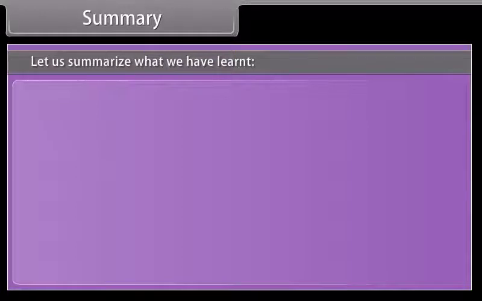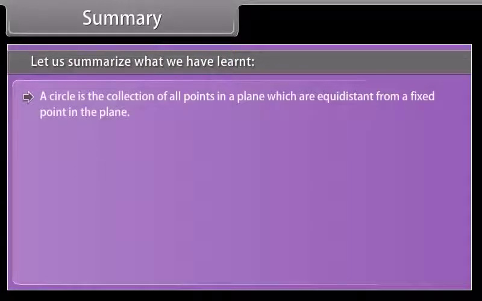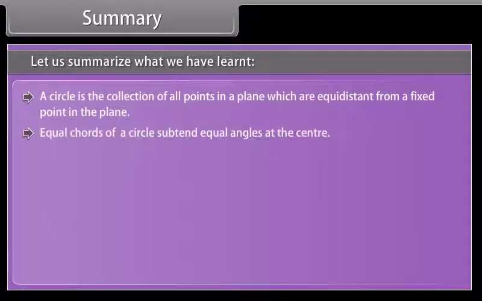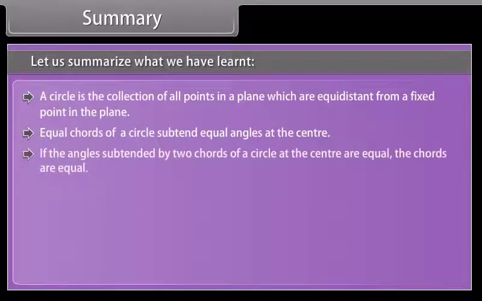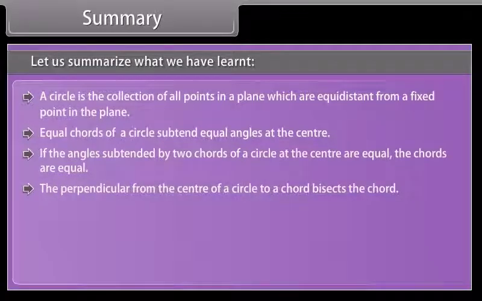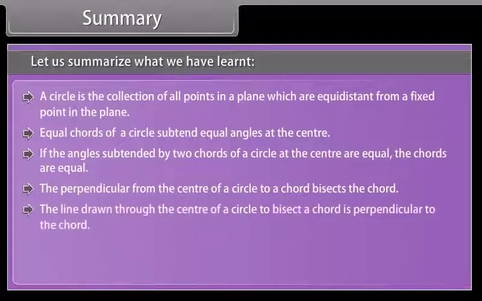Summary. Let us summarize what we have learned. A circle is the collection of all points in a plane which are equidistant from a fixed point in the plane. Equal chords of a circle subtend equal angles at the center. If the angles subtended by two chords of a circle at the center are equal, the chords are equal. The perpendicular from the center of a circle to a chord bisects the chord. The line drawn through the center of a circle to bisect a chord is perpendicular to the chord.